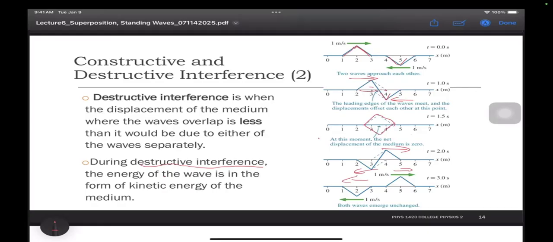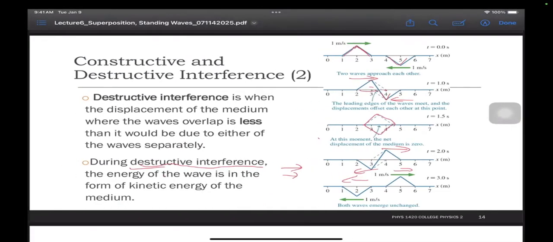This kind of interference, we call it destructive interference. You need to know that during destructive interference, the energy of the wave is in the form of kinetic energy of the medium. You can see when the wave moves, the energy will not disappear. Am I right? So the energy is in the form of kinetic energy of the medium, which means this energy makes the medium move. Kinetic energy means they have to move. Does it make sense to you? Just remember this one.